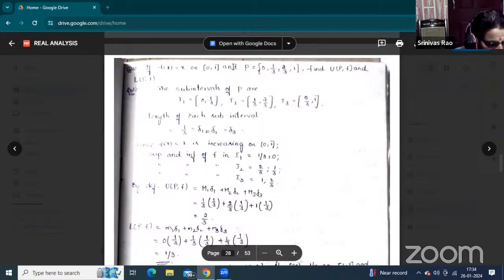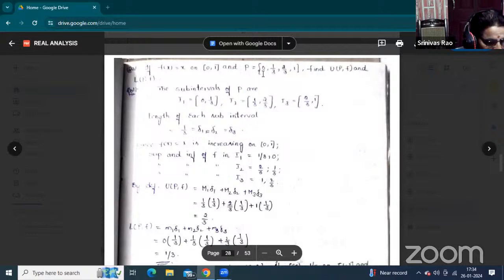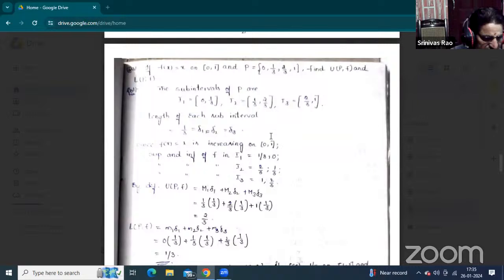Now, according to the partition set, we must write the subintervals. The first subinterval is 0 to 1/3, denoted by I1. The second subinterval is 1/3 to 2/3, denoted by I2. And the third subinterval is 2/3 to 1, that is I3.